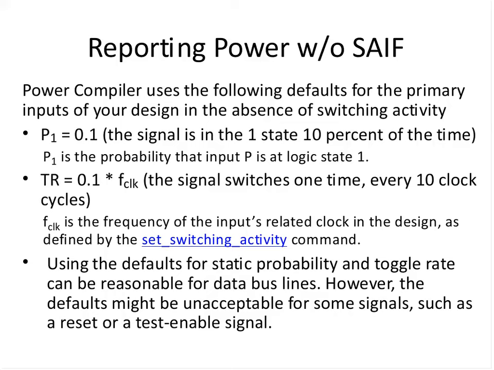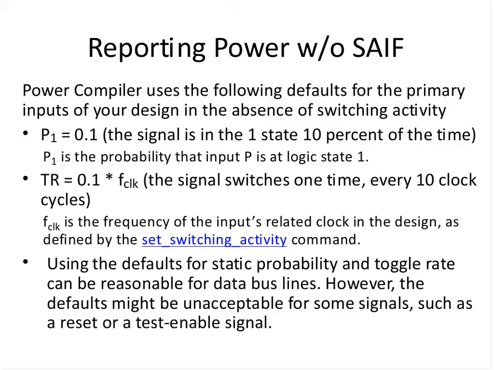Although there is an option by which you can control this, you can say that all the nets will work at maximum frequency and so on. FCLK is the frequency of the related clock. The command to apply these things is called set_switching_activity. You can use this command to give some default activity values.